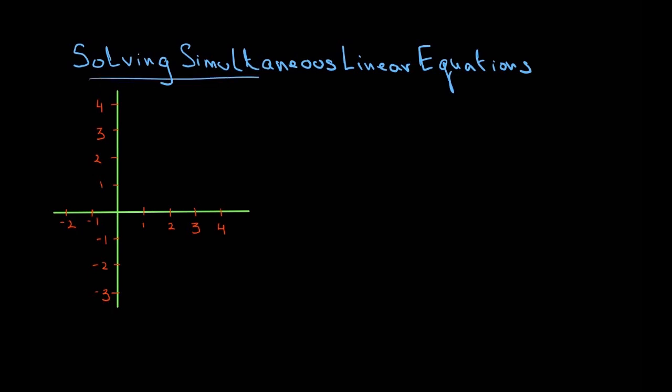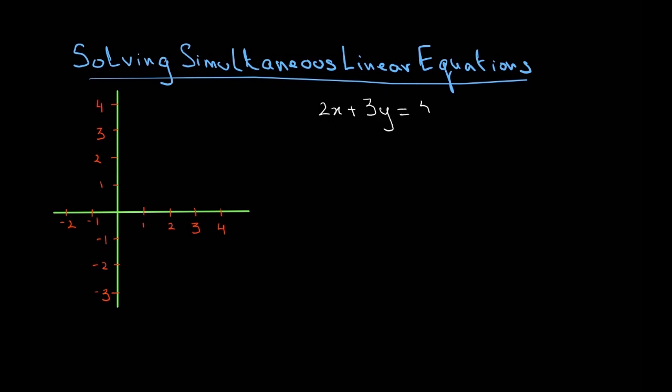Let's try to learn how to solve simultaneous linear equations. But before we begin that, let's revise what it means for a point to lie on a line. So let's take a look at a linear equation like maybe 2x plus 3y is equal to 5.